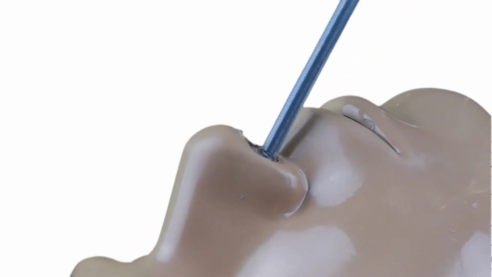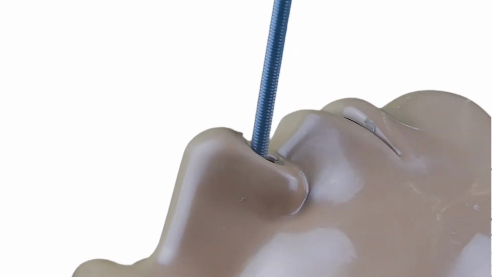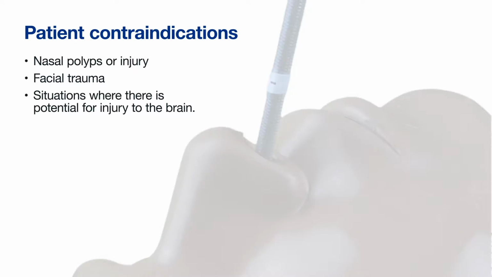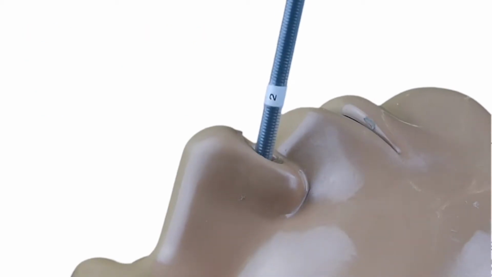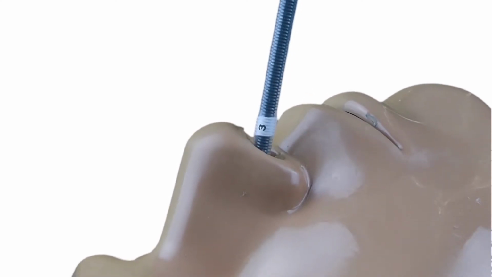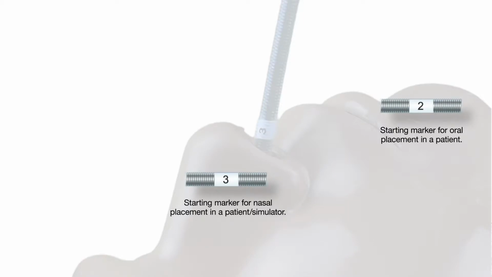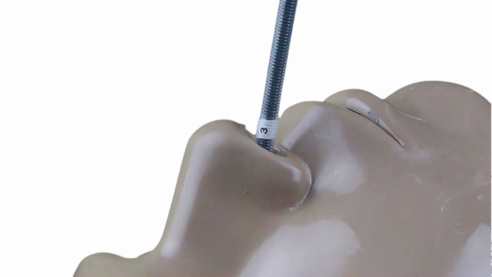As with any nasogastric tube, please be aware that nasal insertion is contraindicated in patients with nasal polyps or injury, facial trauma, or in situations where there is potential for injury to the brain. Insert the probe until depth marker 3 is at the simulator's nostril. Marker 2 is the starting point for oral placement in a patient, unless they are exceptionally small or tall.